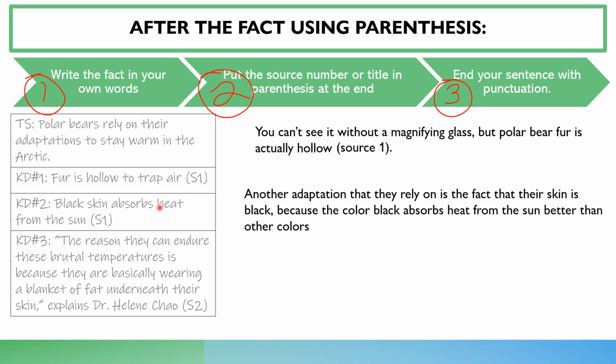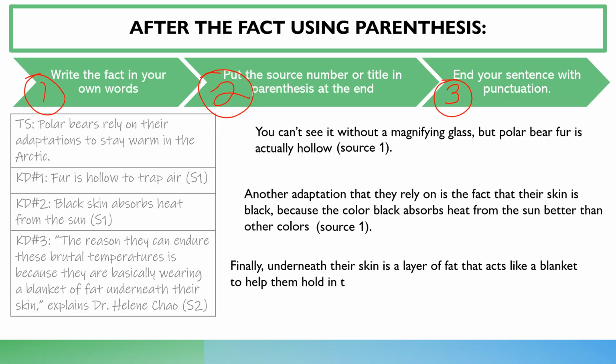So I took this idea and wrote it in my own words. Then I'm going to put the source number at the end and end it with punctuation. All right, and then this third one is about how they have a layer of fat under their skin, so I'm going to write it in my own words. Finally, underneath their skin is a layer of fat that acts like a blanket to help them hold in their heat. Then I'm going to come over here and put the source number or title underneath. And this one came from source 2, and again, end with punctuation.